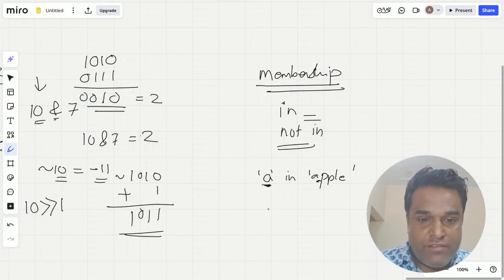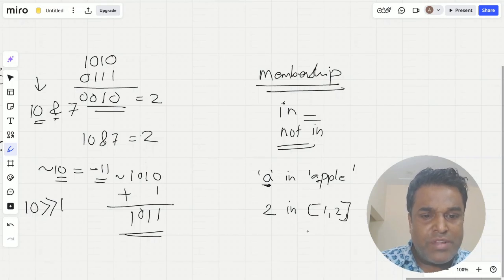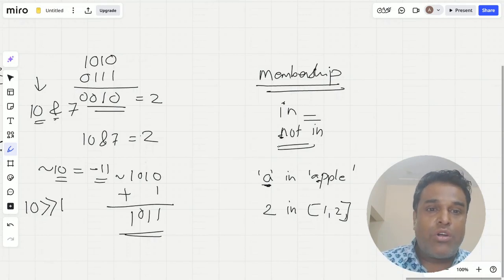So I can also have something like the number 2 in a list. We're going to look at lists in the future. So it checks for the existence of the value in the sequence. So in and not in. Not in is basically the negation. Again, this is a logical operator, basically we use them together.